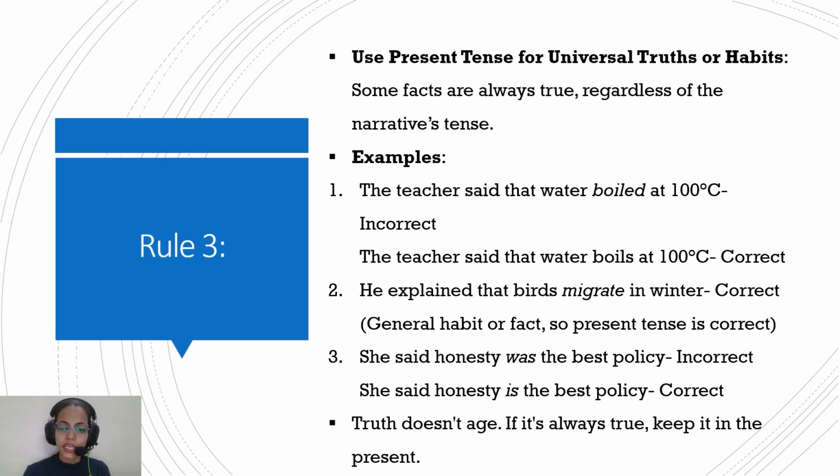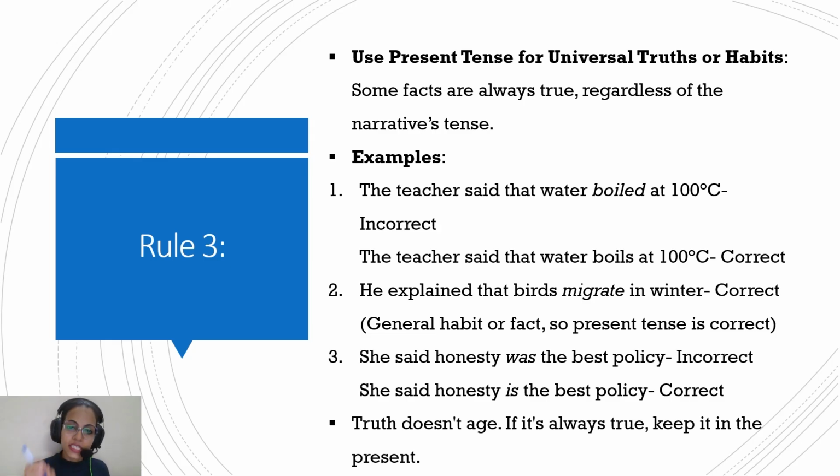He explained, although the explanation was in the past, but always the universal truth or the habit part will always be in the present tense. She said honesty was the best policy. So is it not the best policy anymore? It is always the best policy. So she said honesty is the best policy.